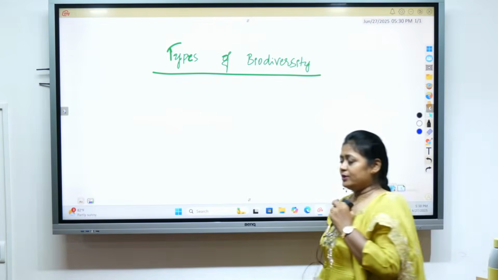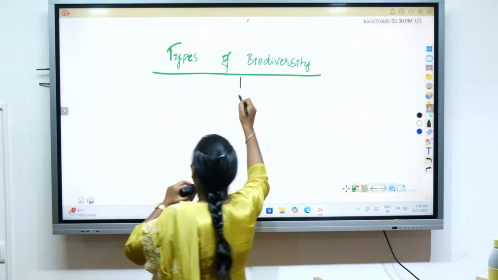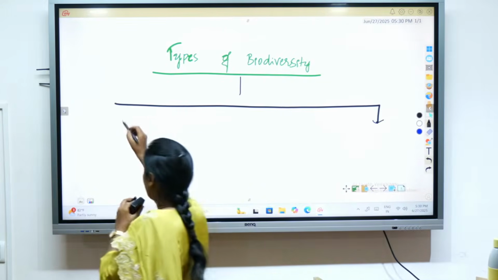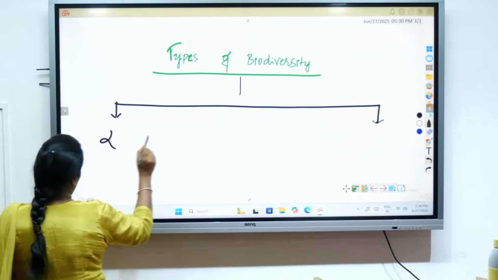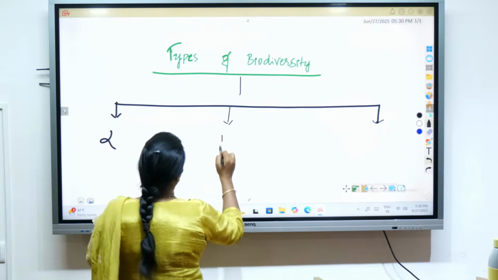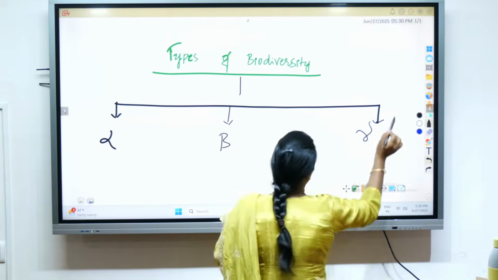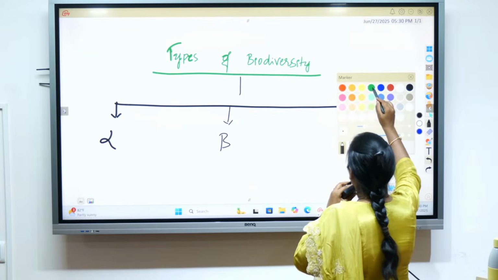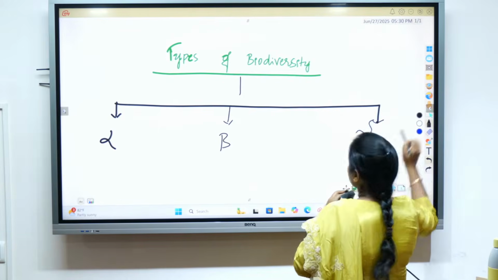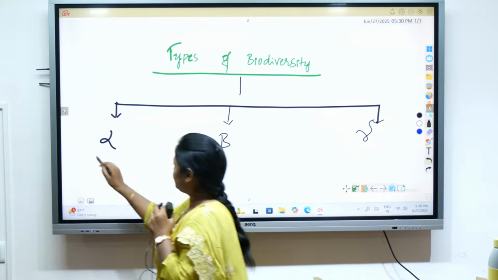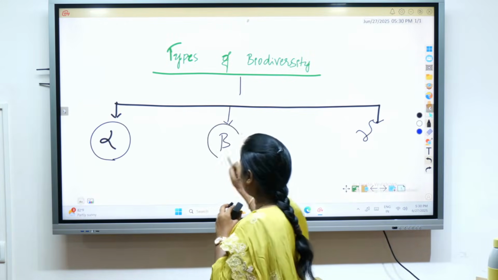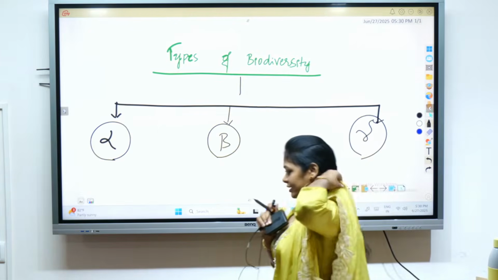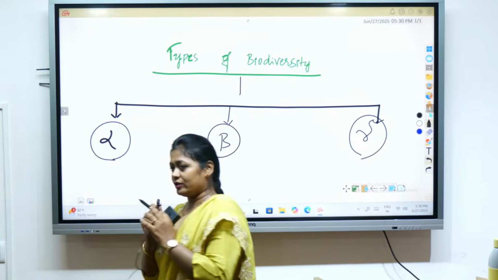First one will be, there are 3 types of biodiversity. One is alpha, beta and gamma. Alpha, beta, gamma can be asked for prelims. How you are going to explain alpha, beta and gamma biodiversity? So I'll give an example so that you'll understand better.